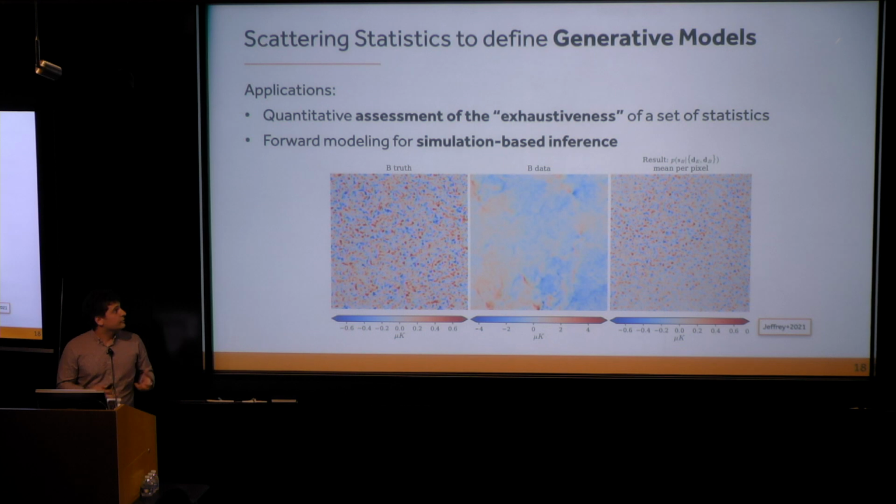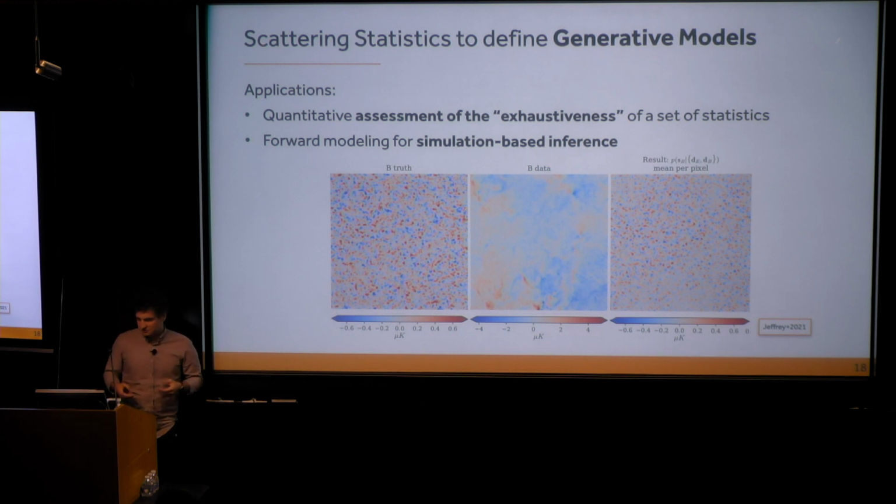So the interest of this generative model is that first it gives you a way to quantify the exhaustiveness of your set of statistics. How much do you capture with your set of statistics? And is this enough to fully describe what you want to describe? And also, it can be used in different contexts.